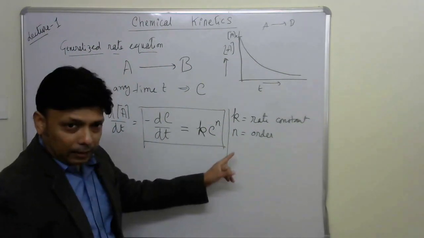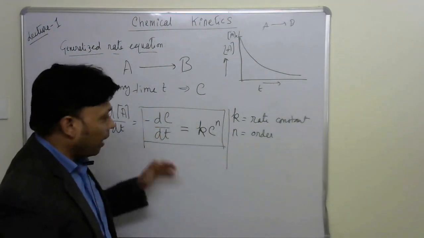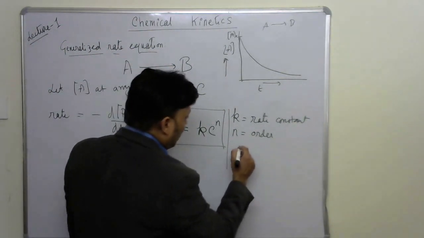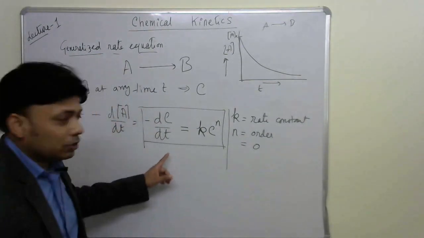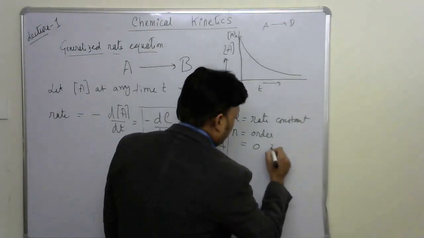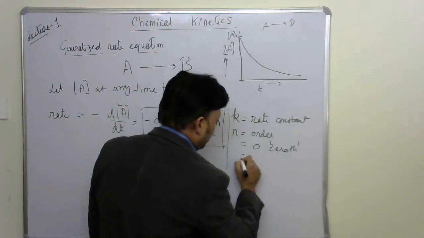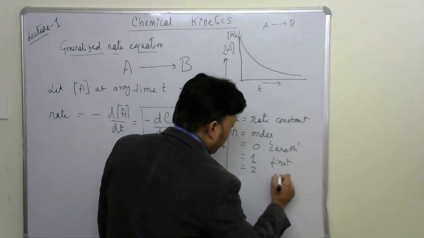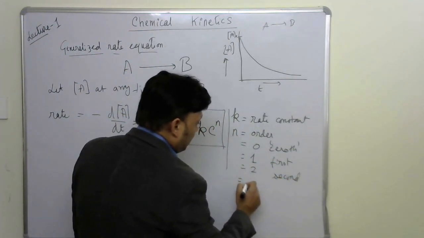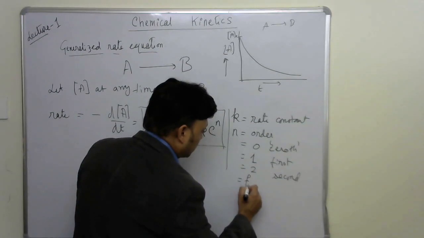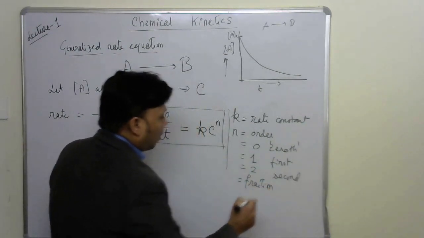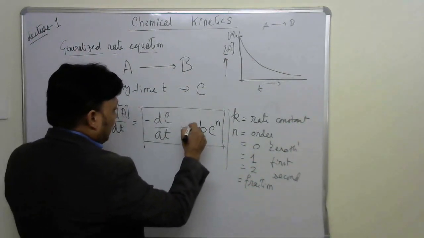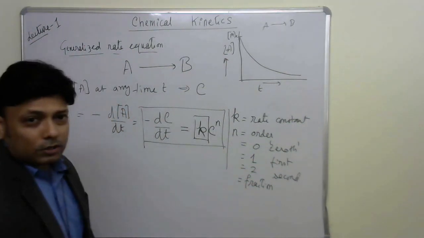Now depending on the order n, we can call the reaction by its specific name, so we can categorize the reaction. For example, n can be 0, and we call it a zeroth order reaction. n can be 1, and we call it a first order reaction, and it can be 2, a second order reaction. Even n can be a fraction, and it would be called a fractional order reaction. And then this K is the rate constant.